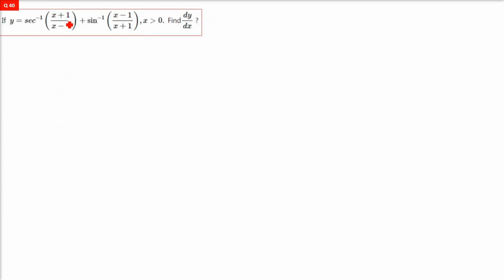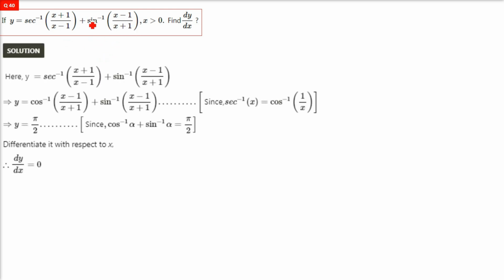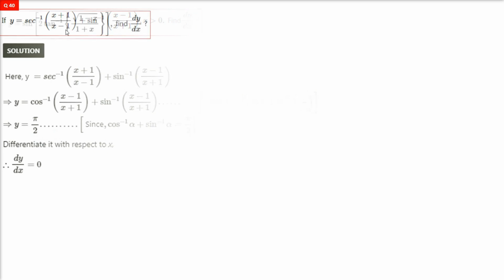This sec inverse has to be made as cos inverse, and sin inverse theta plus cos inverse theta is simply pi by 2. This already we have done. Just for your reference again, I am giving you the solution here. So we have to find out dy by dx, and that will be 0 in this case.